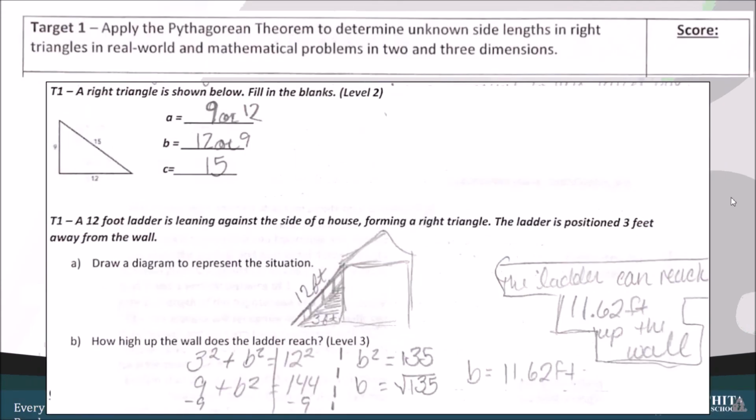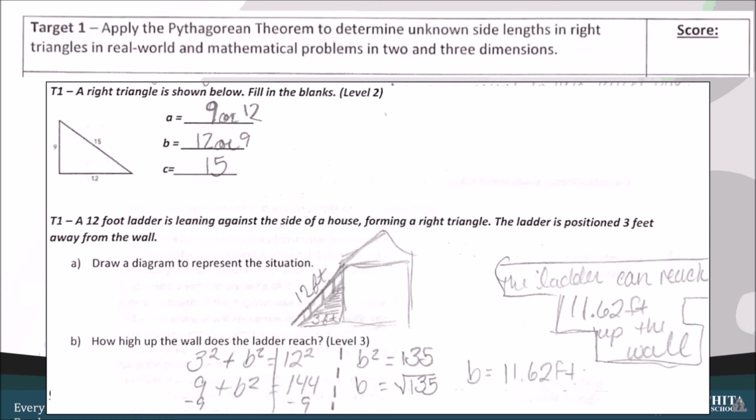As we look at the next section of Andrea's work, we come to our level 2 question where we're just labeling sides. She does have our hypotenuse C labeled correctly, and she does something pretty cool where she says that A could be 9 or 12 and B could be 12 or 9 depending on how we label it. So she clearly demonstrates an understanding of simply just labeling sides on a right triangle, that level 2 foundational material. So we would say she's definitely at least at a level 2. If we look at our next set of questions, she has labeled her diagram correctly.